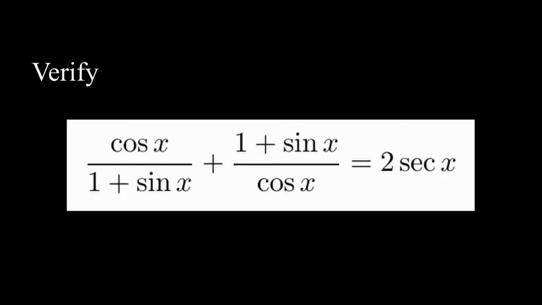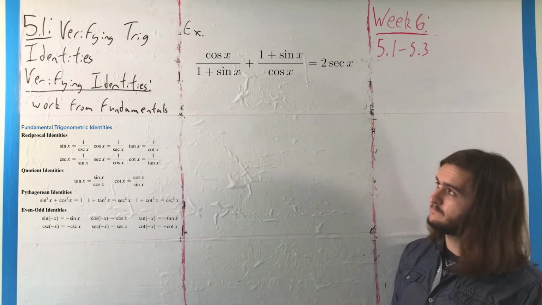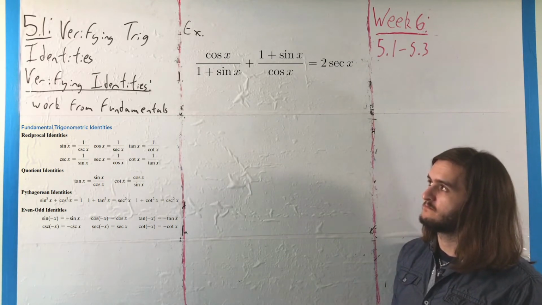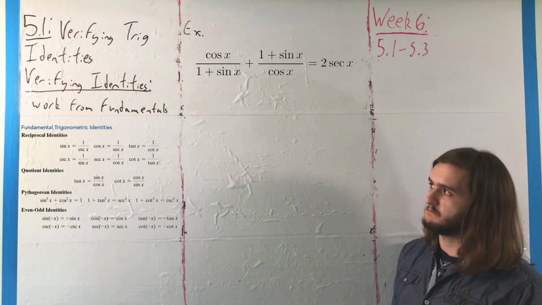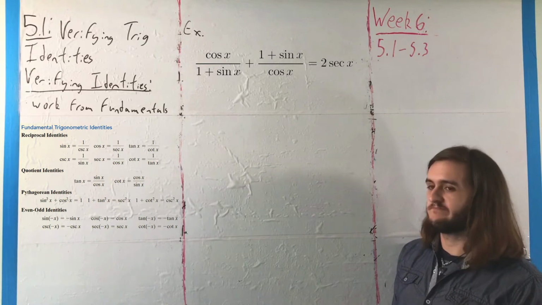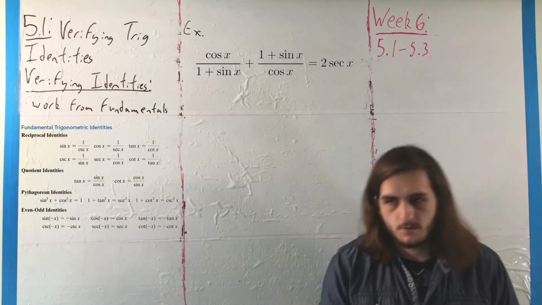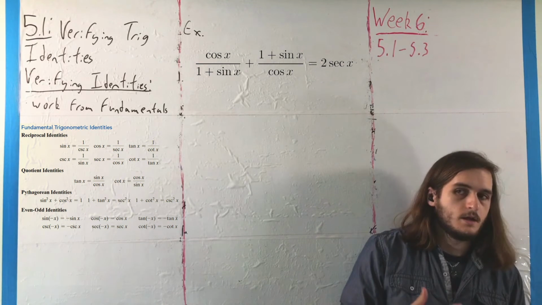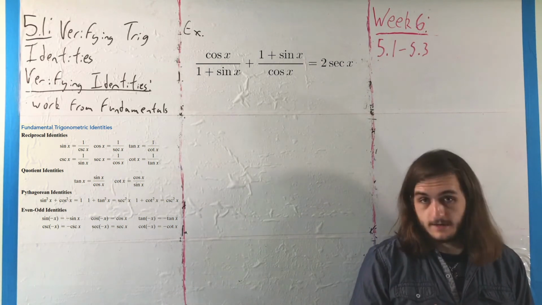So for our second example, we want to verify that cosine over 1 plus sine plus 1 plus sine over cosine, that's a tongue twister, is equal to 2 times secant. Well, for this, not a whole lot is being said by that secant term. So we're going to hope that if we pull some things around on that left side again, we'll get closer and closer to that value.